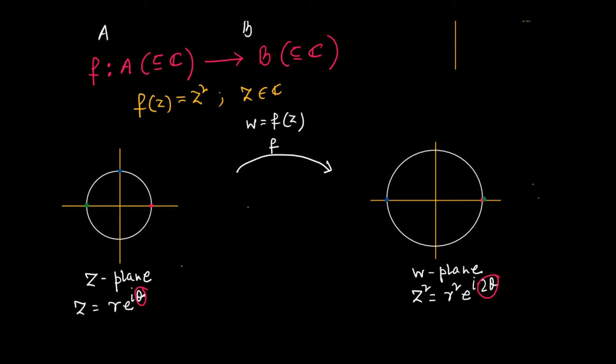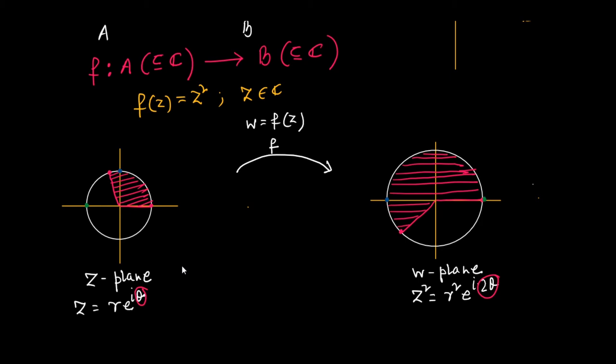Now, if we think about a region, suppose I'm considering this particular region. Can you tell me what will be the image of this particular region in W plane? Can you guess? Can you calculate? Think about the aspect that your argument will get doubled. So if I consider this particular point, the argument of this point will get doubled. That means this particular point will be somewhere like this. And consequently, in a similar way, if I consider doubling the argument for all other points in the region, the image will be something like this. So the region which you can see in the left side will be mapped to the region which you can see in the right side.